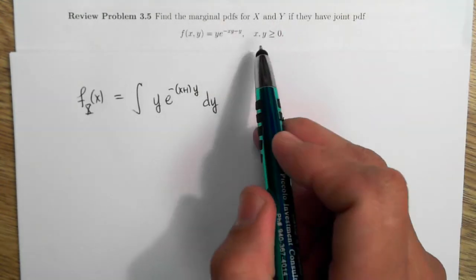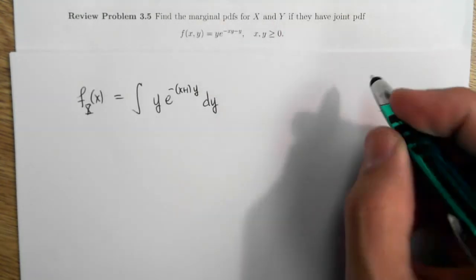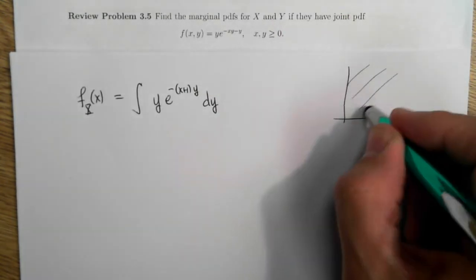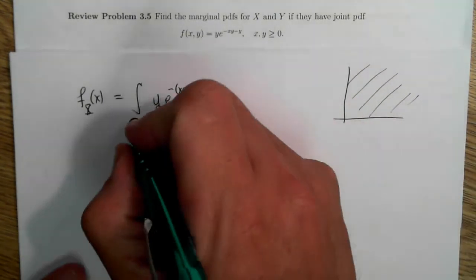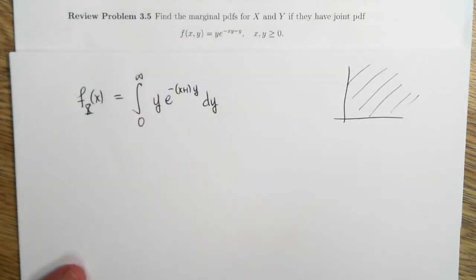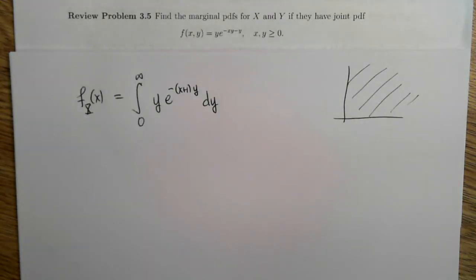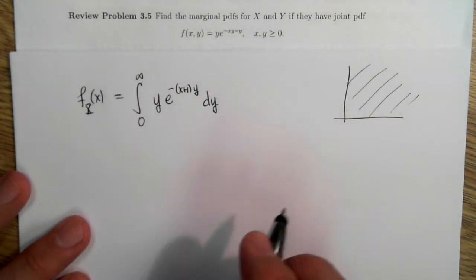And for this example, the values of y go from 0 to infinity. The function is defined in the entire upper right quadrant, and so the values of y go from 0 to infinity. Okay, so how do we do this? Well, the answer is I can write this immediately.